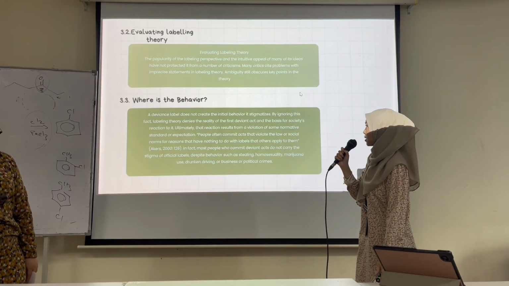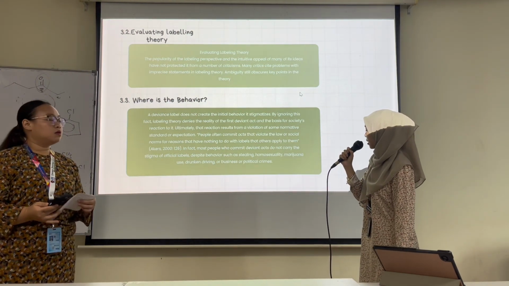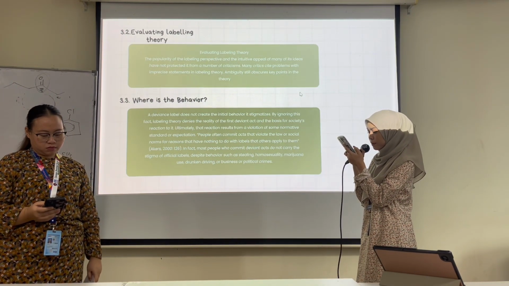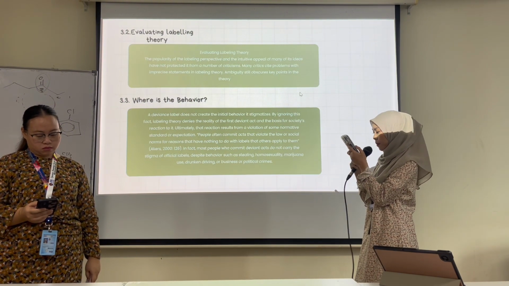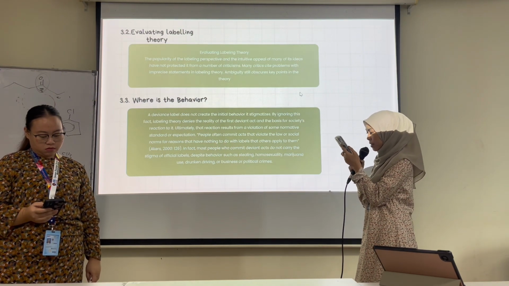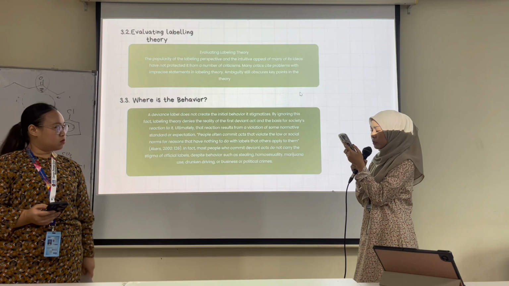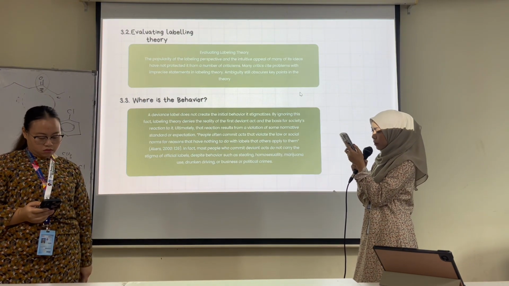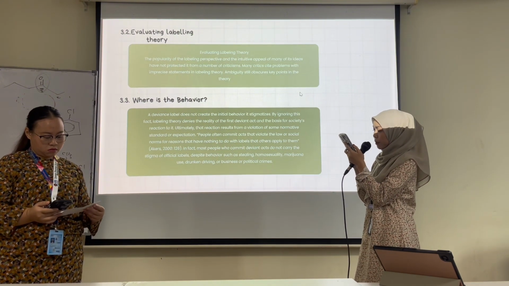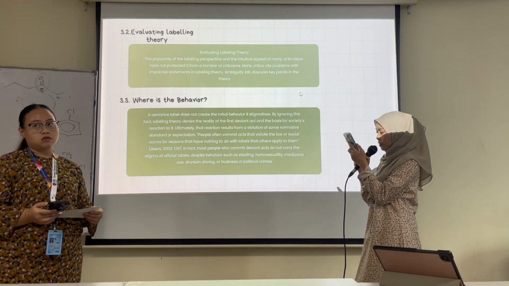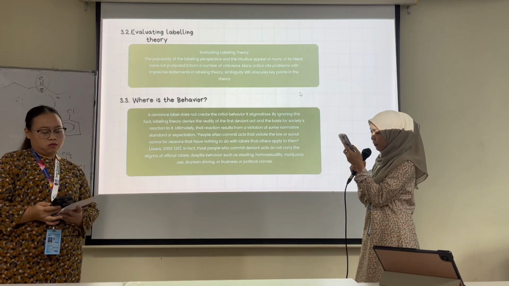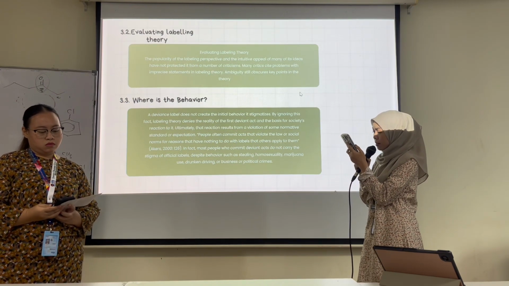The deviance label doesn't create the initial behavior, and it stigmatizes by ignoring this fact. Labeling theory denies the reality of the first deviant act and the basis for society's reaction to it. Ultimately, that reaction results from a violation of some normative standards or expectations. People often commit acts that violate the law or social norms for reasons that have nothing to do with labels that others apply to them.